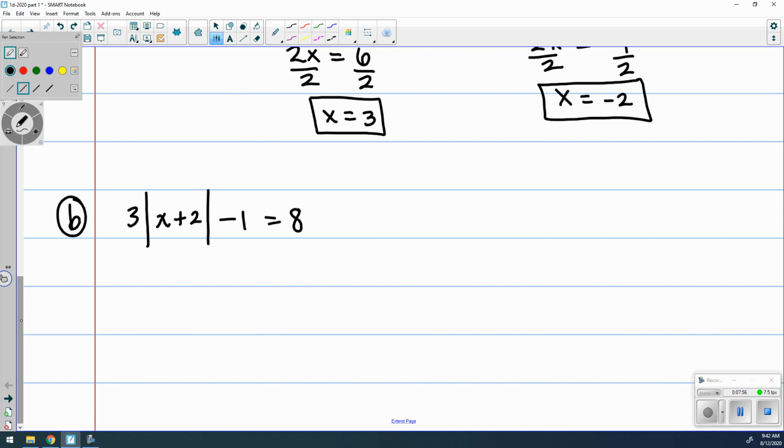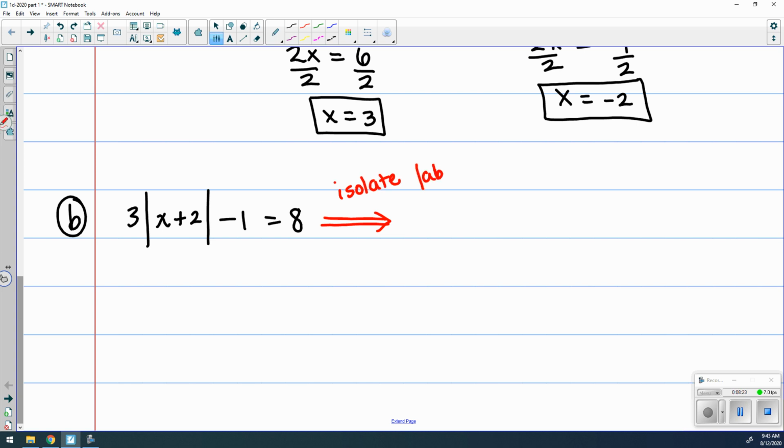Now, please promise me that you will never, ever in your whole entire life distribute over absolute value bars. That's like the worst thing you could do. It's not the worst thing you could do, but it's not something we need to have done. Don't do it. Instead, what we're going to do is isolate your absolute value. So what that means is we're going to just move everything else around the absolute value bars. Check this out.